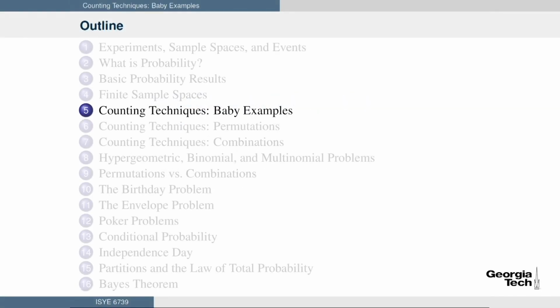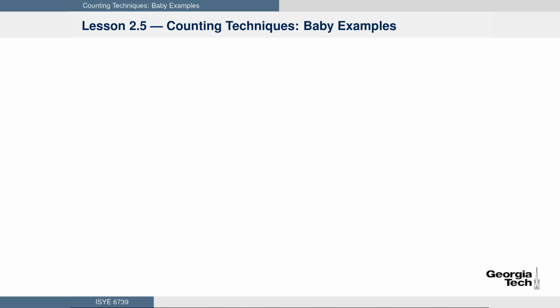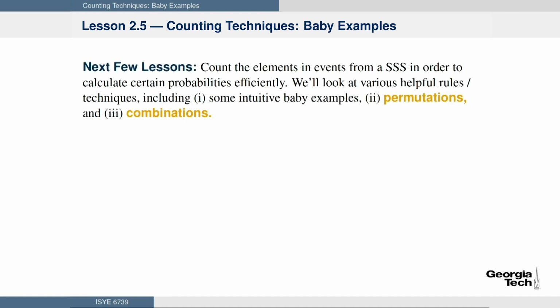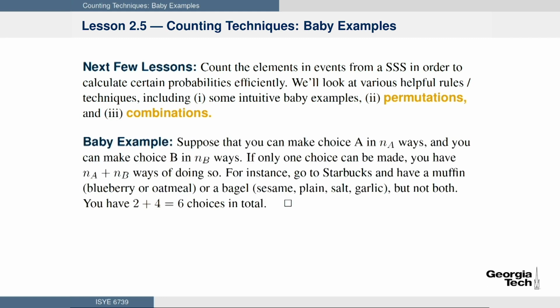Hi class, we'll be talking about counting techniques, and I'm just going to look at some baby examples just to get things going here. In the next few lessons, the idea is to count the elements in events from a simple sample space in order to calculate certain probabilities very, very efficiently. We'll look at different helpful rules and techniques, including some intuitive baby examples in this lesson, and then in the next two lessons, we'll look at what are known as permutations and combinations.